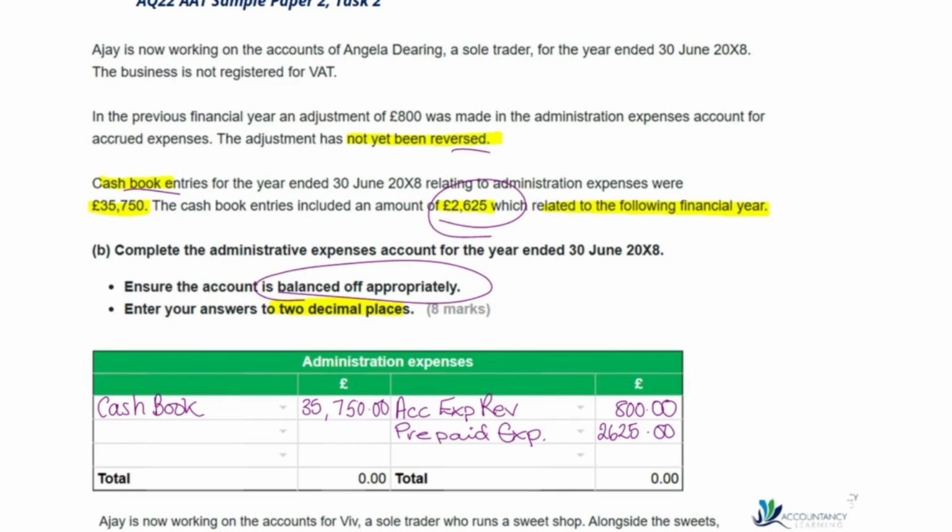Now, because we're at the year end and we're dealing with an expenses account, we need to transfer that to the statement of profit or loss. So we would want both sides to be totaling 35,750. So our balancing figure is on the credit side, which is £32,325.